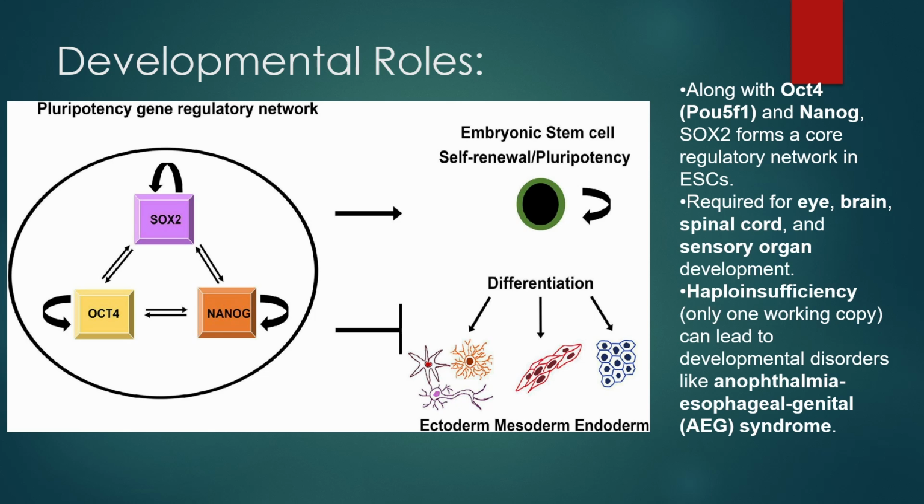This triad also helps in differentiation of the ectoderm, mesoderm, and endoderm. It is required for eye, brain, spinal cord, and sensory organ development. It is also involved in haploinsufficiency, where only one working copy is present, and it can lead to developmental disorders like anophthalmia-esophageal-genital syndrome, or AEG syndrome.